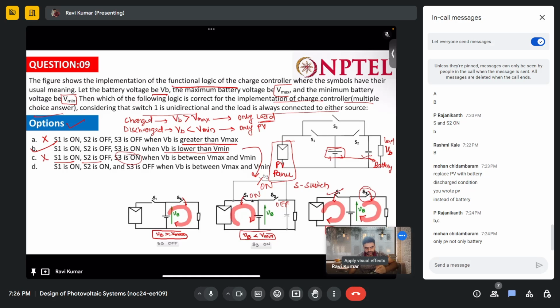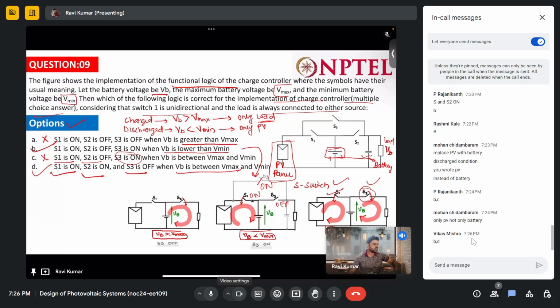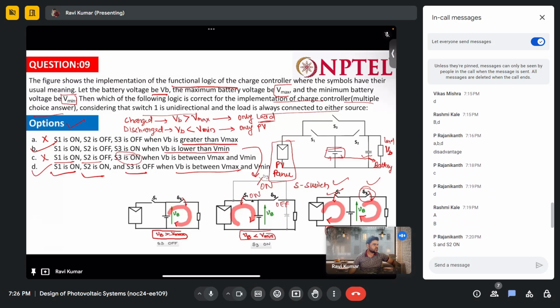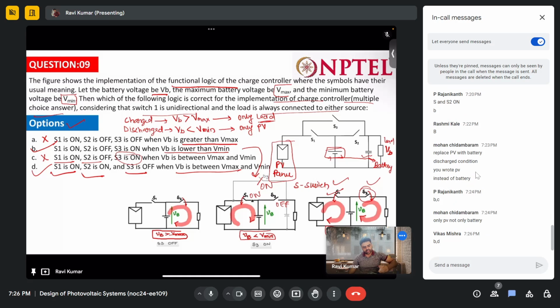Let's move to the D. S1 is on. Yes. S2 is on. Yes. S3 is off. Yes. So D. B and D. Who said B and D? Yes, Vikas, right. Someone also said B and D. Yes, Rasmi also said B and D in the starting only. So yes, B and D are the correct answer. Now let's move to the next question.